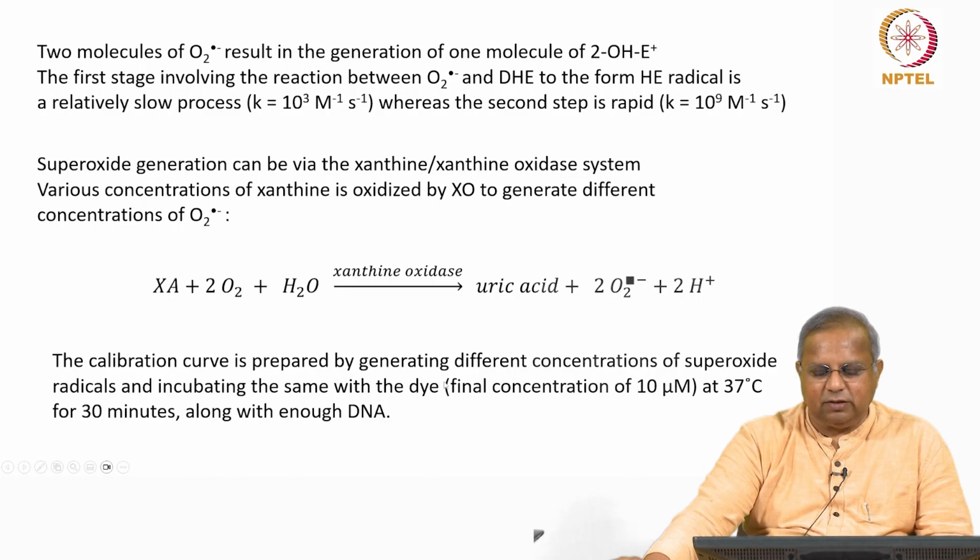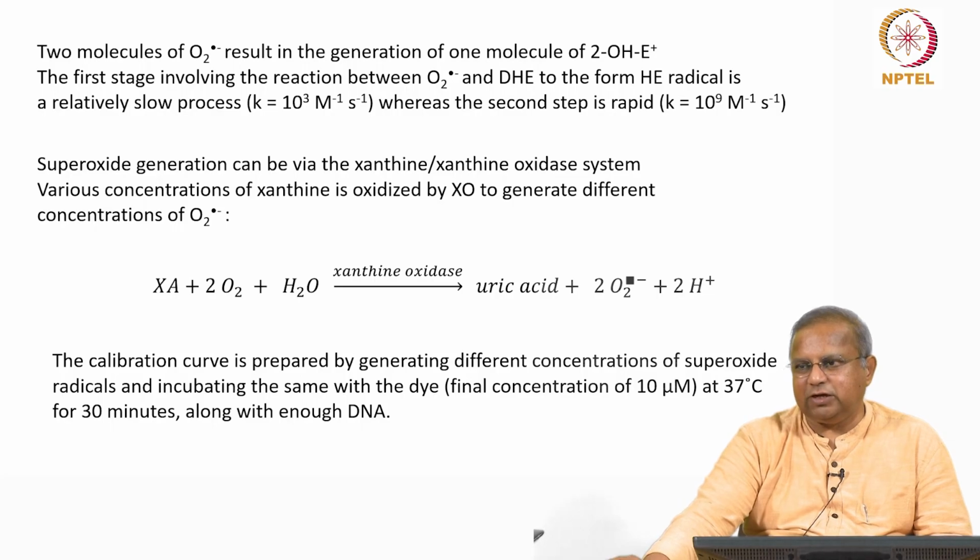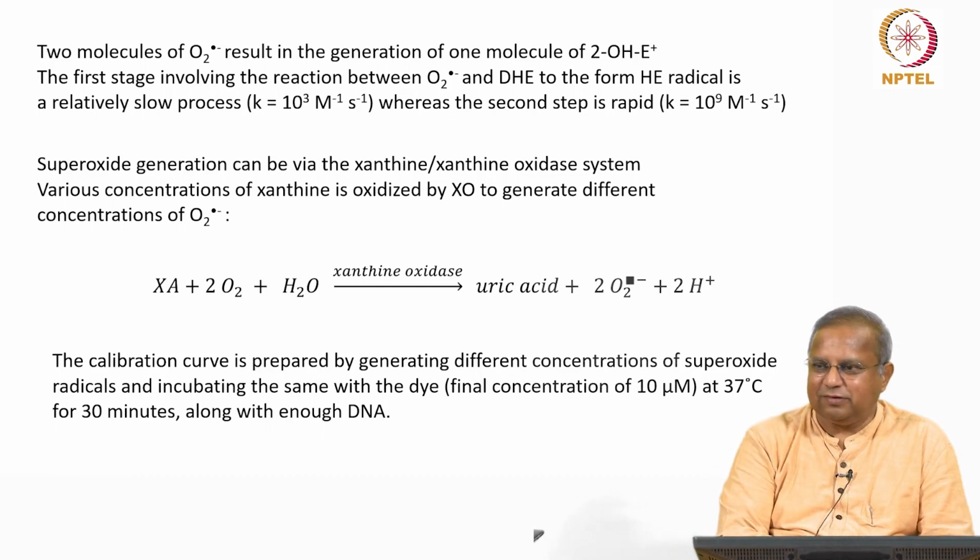the dye. The final concentration uses 10 micromolar for more details at 37 degrees C for 30 minutes along with enough DNA. Okay, that enough DNA is initially calculated and then you multiply it by 1.5 and so on and so forth, just to make sure that it works, and it works most of the time. Any questions on this?